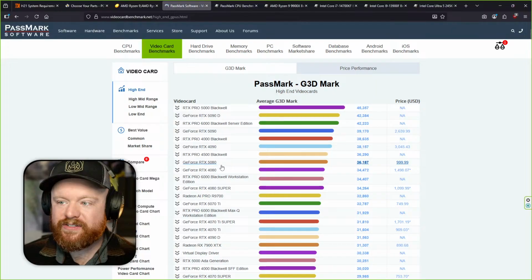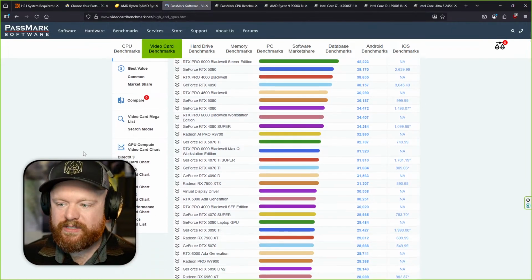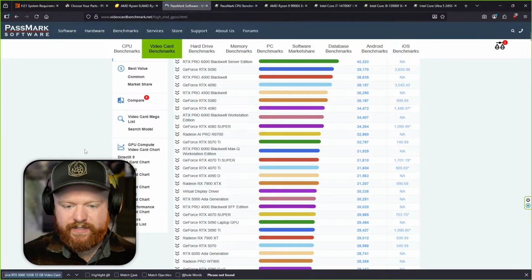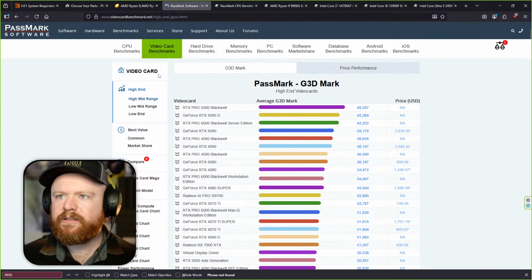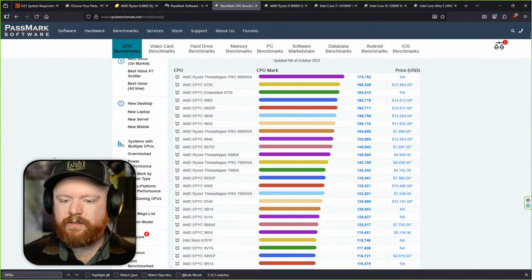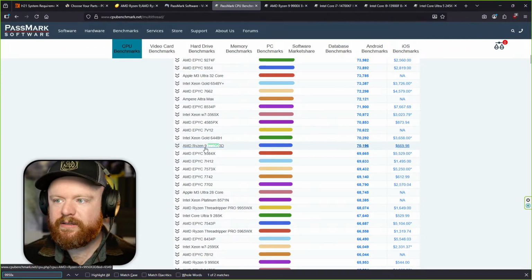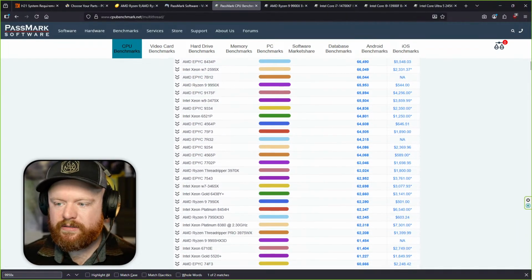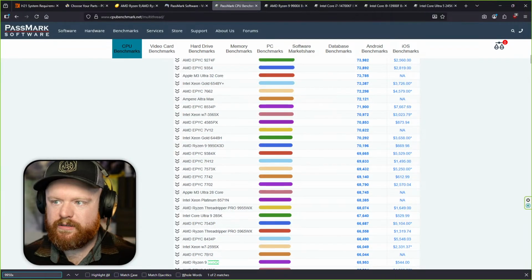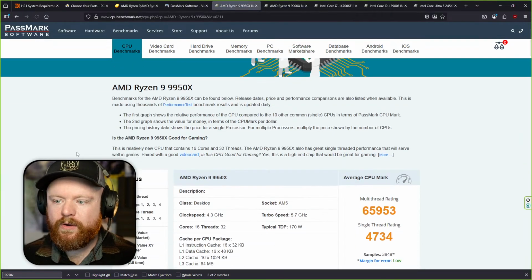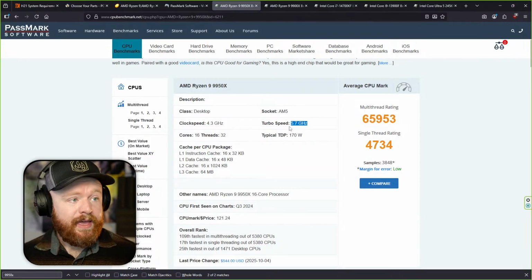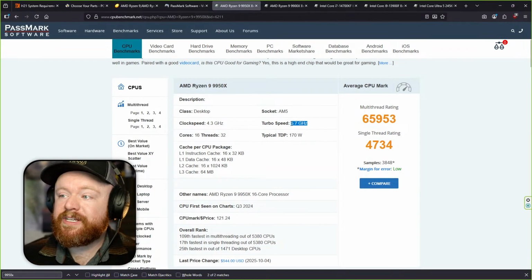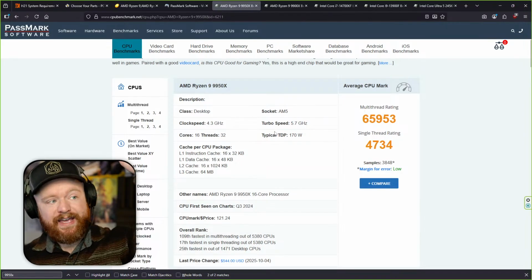So when you go here to the 9950X, okay, well, hold on a second. Let me find this. Oh, that's the video card benchmarks. All right. So if we go to the 9950X, down here we can see that our turbo speed gets nearly up to 6 gigahertz, which is really, really fast. And when it goes up to 6 gigahertz, that means the temperatures rise really fast as well.